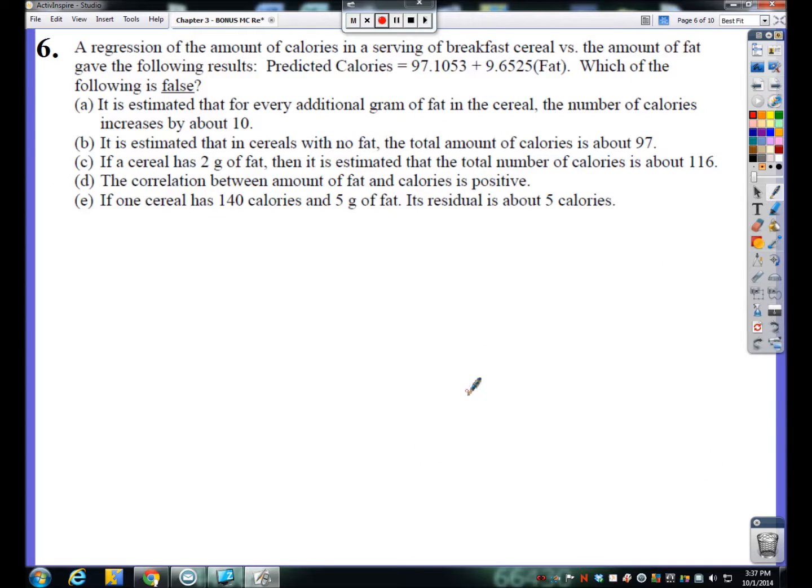Number 6. A regression of the amount of calories in a serving of breakfast cereal versus the amount of fat gave the following results. So here's basically our regression line. Which of the following is false? False, not true, false. So A: it is estimated that for every additional gram of fat in the cereal, the number of calories increases by about 10.